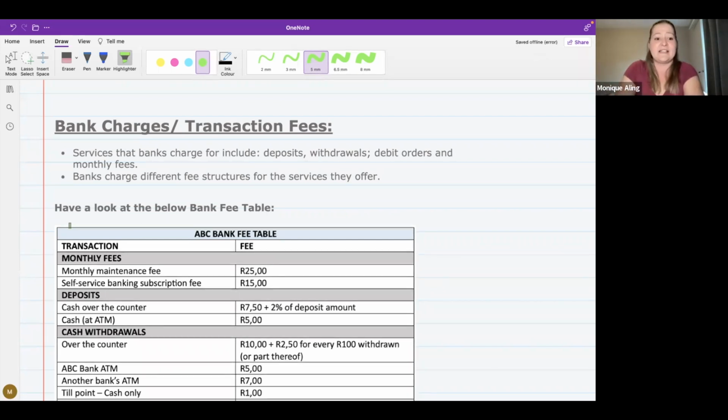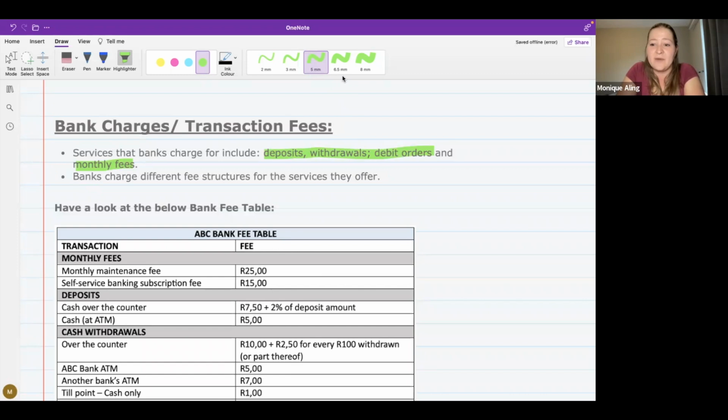in banking fees. So if we have a look at the official definition for bank charges or transaction fees, it is the services that banks charge for, and they include deposits, withdrawals, debit orders, and monthly fees. Those are just a few of the things that a bank could charge you for.